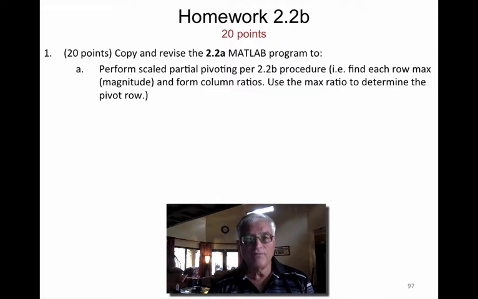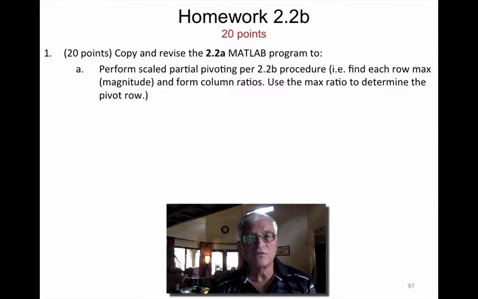And the scaled partial pivoting is really a small change from the simple partial pivoting that we did in 2.2a. We're going to scale each entry in the columns by the row maximum. That sounds like a lot of words, but there's really not a lot to it. This means that you will have to find the row maximums first before you do anything else. This is not something that changes throughout the code.